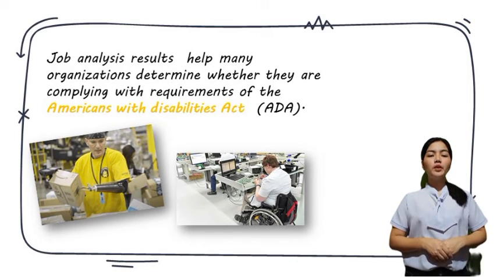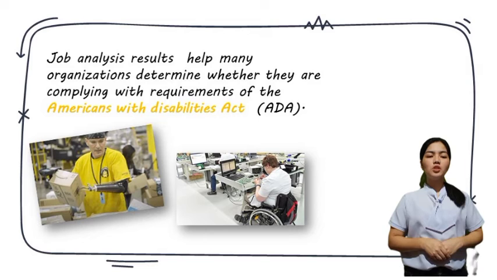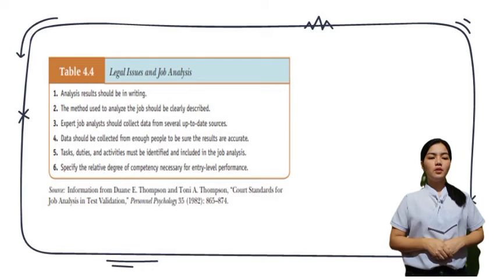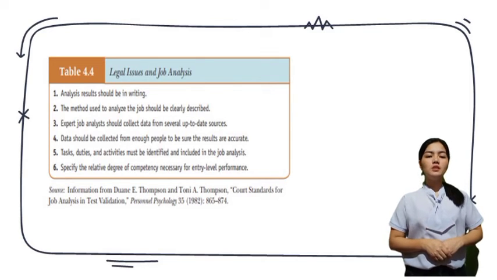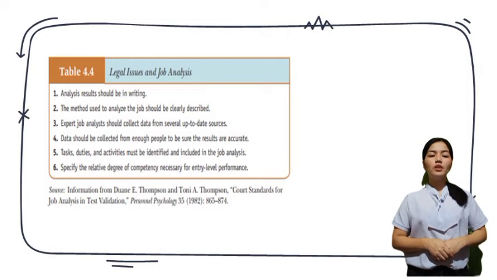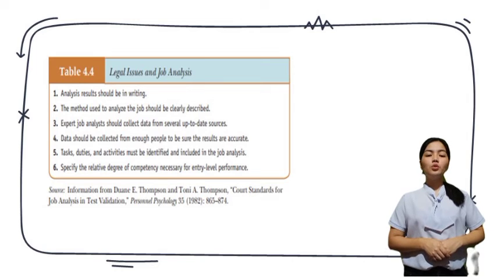For a disabled employee to be qualified for a position, he or she must be able to perform all essential tasks with reasonable accommodations. When an organization makes hiring or promotion decisions that have discriminatory effects, the organization can defend itself successfully by showing that it based its decisions on good, solid analysis of the job involved.